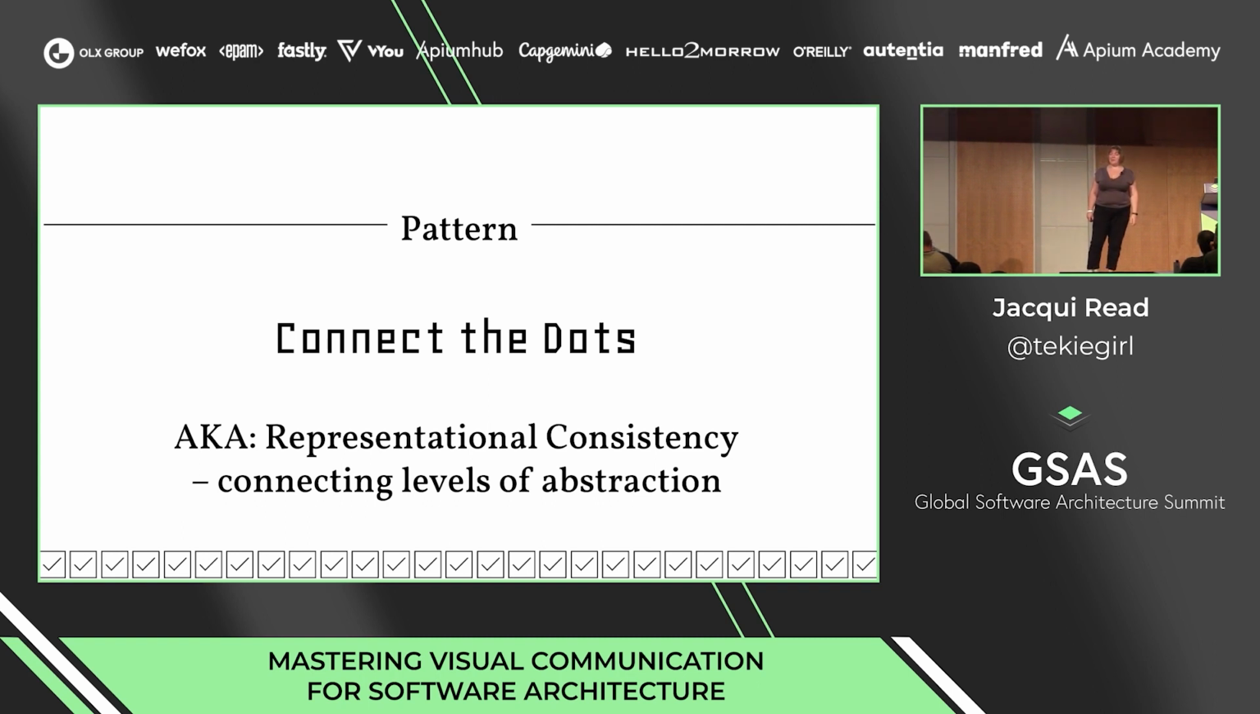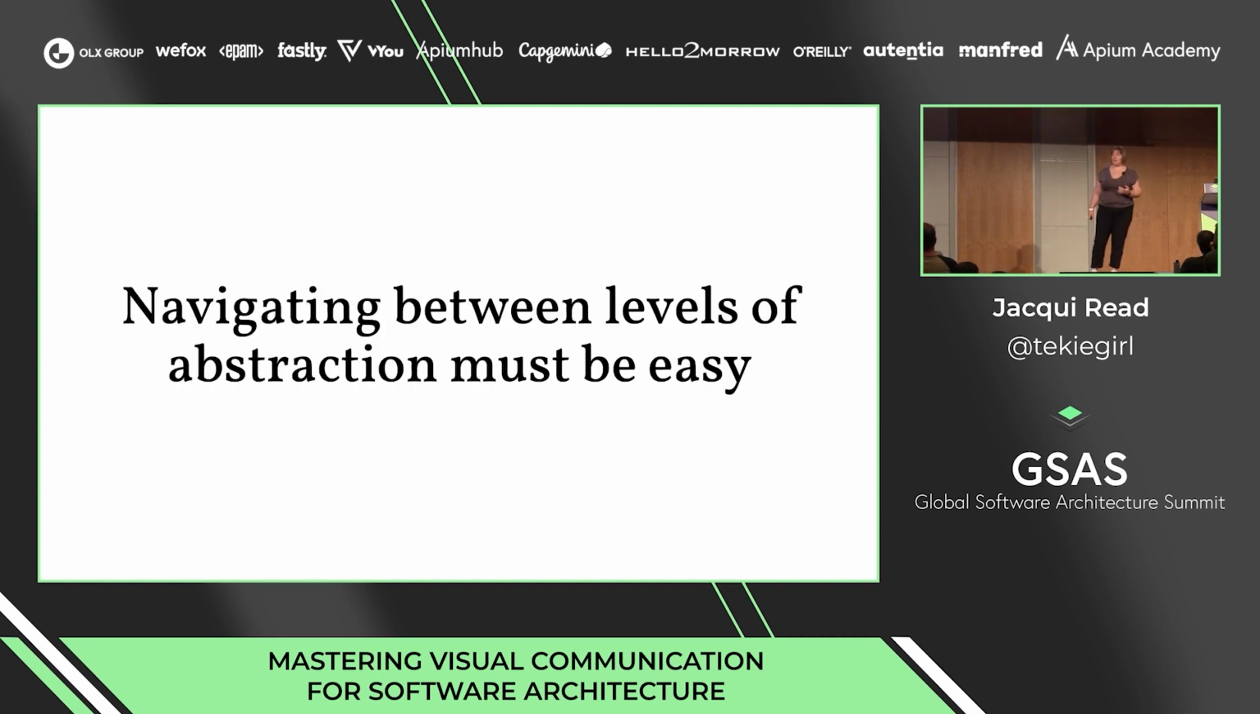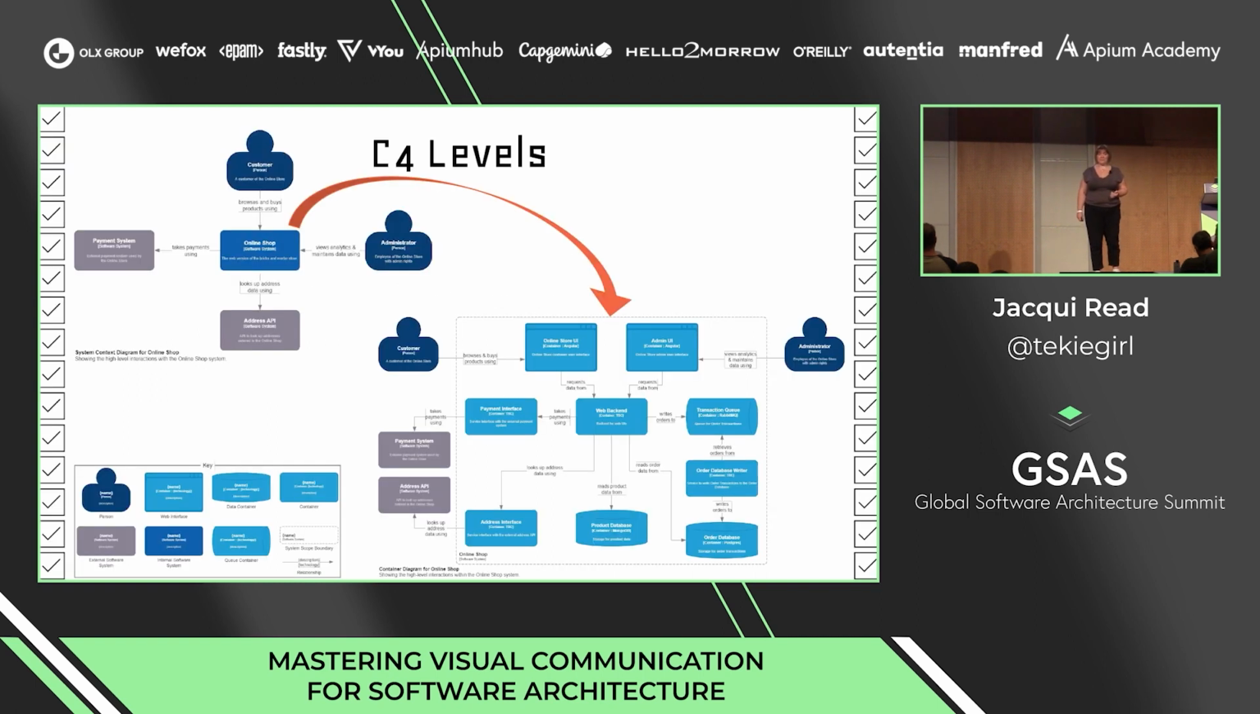Right, now we have a pattern. This one's called connect the dots. And this one, I talked about the different levels of abstraction before. This one is about connecting those different levels of abstraction together so that you get the understanding from your audience. So navigating between the different levels of abstraction must be easy. People aren't going to make the effort to do something, or if they do, they're going to resent it. And you don't want your audience resenting you. You're probably not going to get what you want.